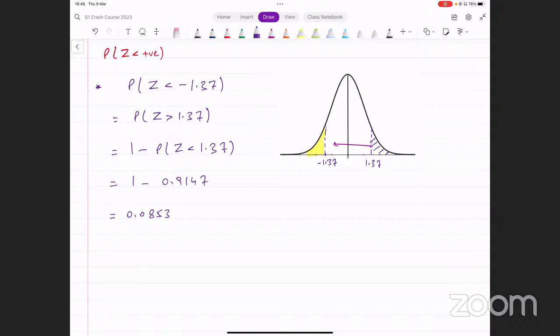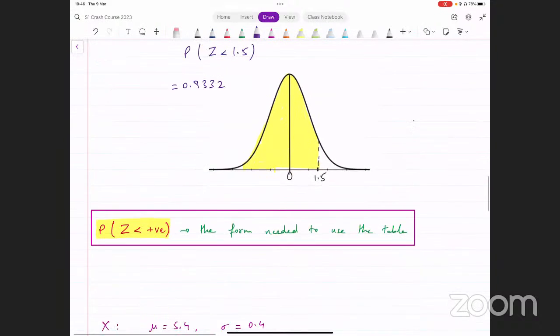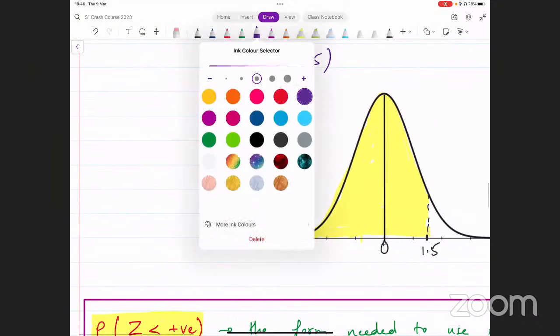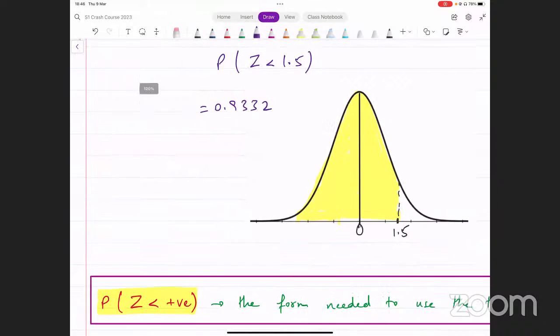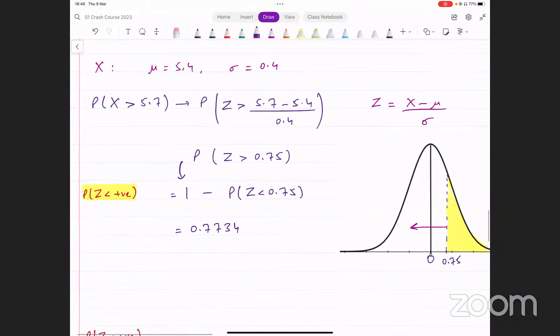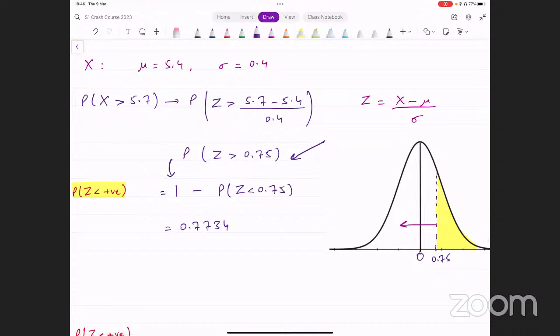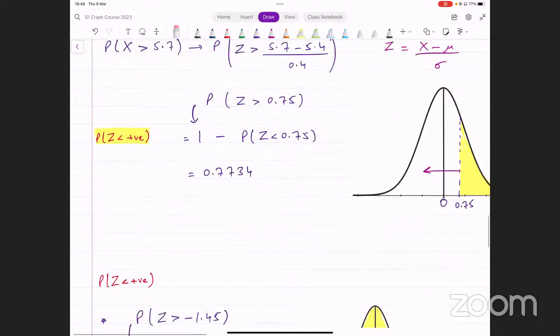Okay, so that's how we deal with all of these different cases. First of all, we started with something that was already in the standard form, z less than 1.5. We could use the table for that directly. If we had z greater than a positive value, like in this case, z greater than 0.75, we can subtract the area to the left from 1, and that would give us the result. So 1 minus probability of z less than 0.75 gives us the result.